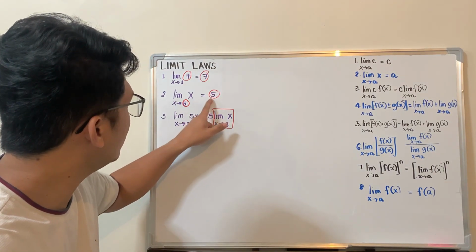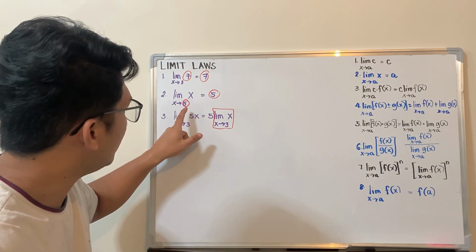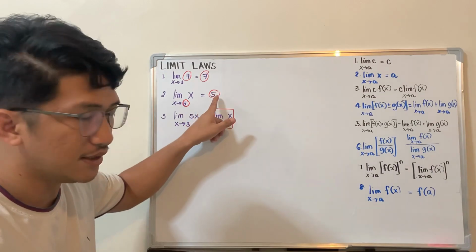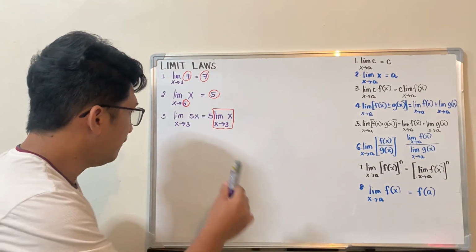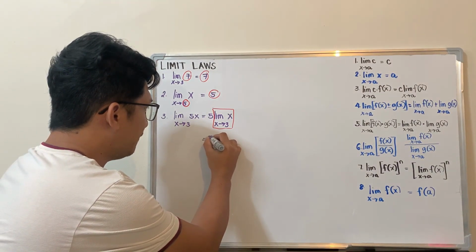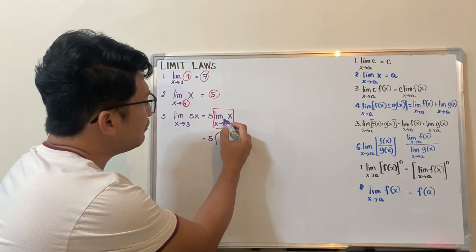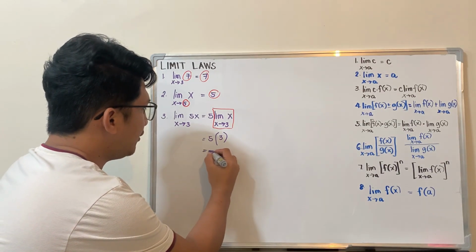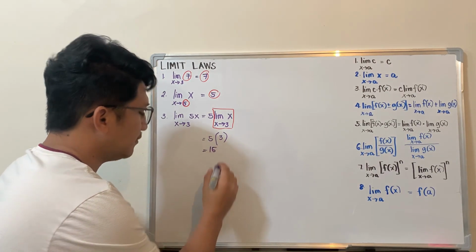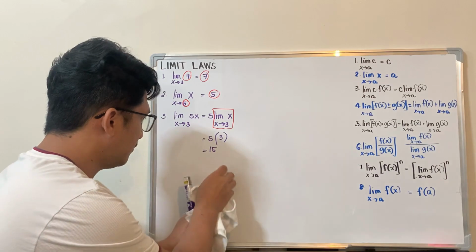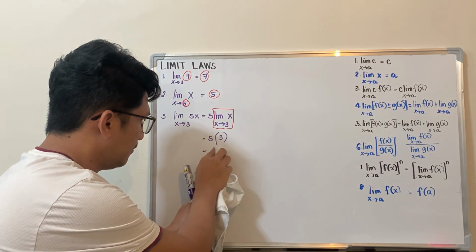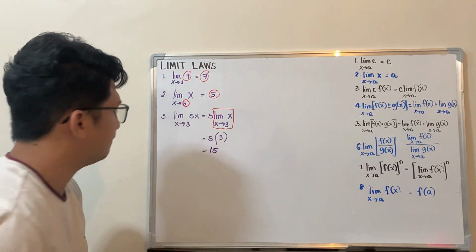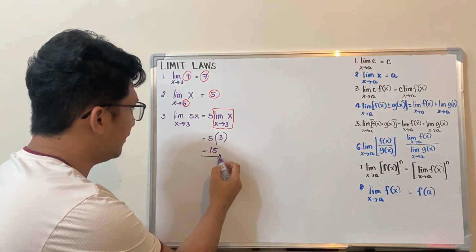This 3 is the value of a. Since the function is x, whatever the value of a is will be the limit. So you will come up with 5 times the limit of x as x approaches 3, which is just simply equal to 3. In other words, you have the limit which is equal to 15. Okay, so this will be your final answer.